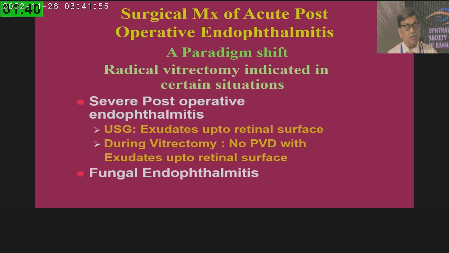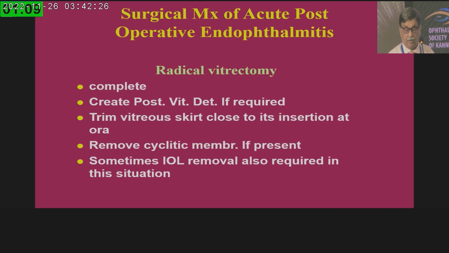If you see on ultrasound, the ultrasound is not diagnosing your endophthalmitis, but if on ultrasound the exudates are there till the retinal surface and there is no PVD, this case is going to need a complete vitrectomy. And if during vitrectomy you find that there is no PVD and the exudates are right up to the retinal surface, you need to go ahead and create a PVD and do a complete vitrectomy. Wherever you suspect fungal endophthalmitis, that's another indication for doing a complete vitrectomy.